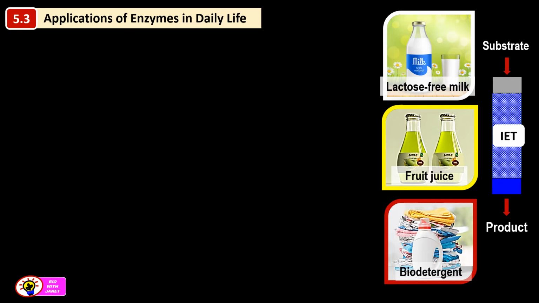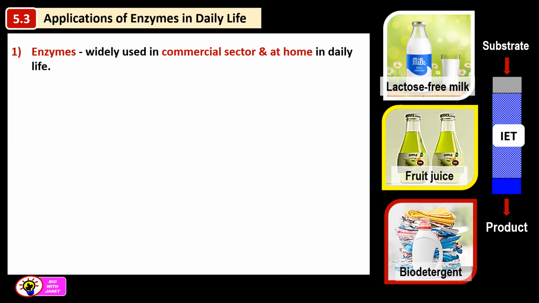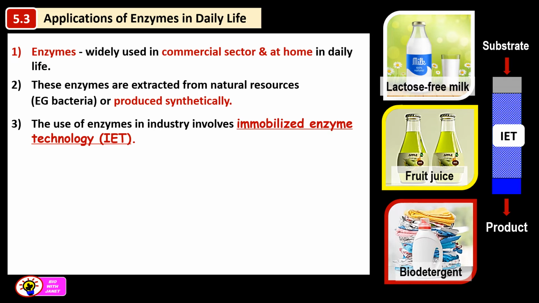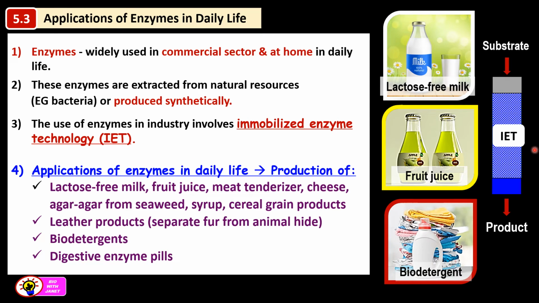Right, let's go on to application of enzymes in daily life. So enzymes are widely used in the commercial sector and at home in daily life. And these enzymes can be extracted from natural resources such as bacteria or produced synthetically. So the use of enzymes in industry involves a technology that is quite new, and this is called immobilized enzyme technology, IET. So applications of enzymes in daily life.